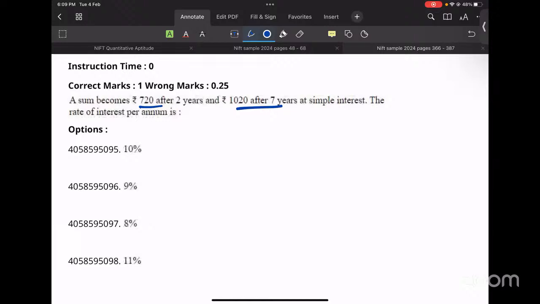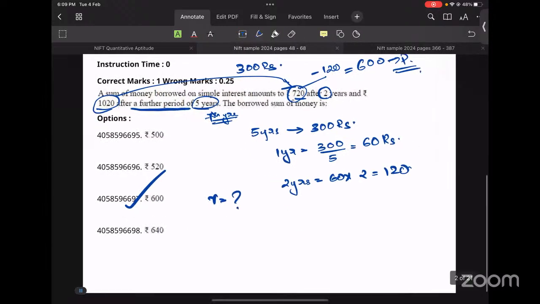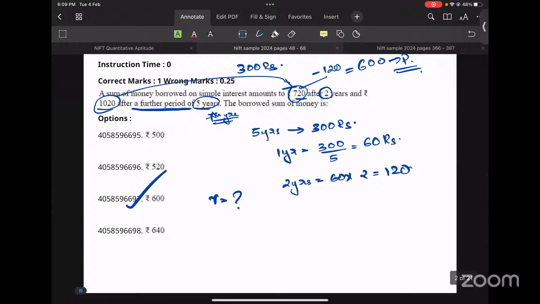And this question paper has been asked for M.Des people. So for you, the principal is asked. For them, the rate of interest is asked. So over here, interest rate per annum. So I'm connecting that question also over here, so we are learning two questions through this.